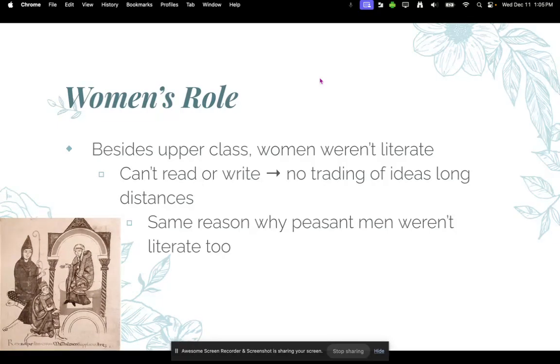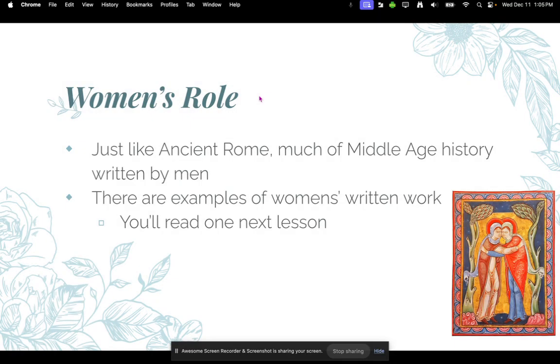So, besides upper class women, women were not literate. And to be honest, men of the lower classes were not literate too. This became a problem, like I mentioned before, because they can't read or write, meaning that there is not any trading of ideas over long distances. So they couldn't contact people in other villages and towns. Just like ancient Rome, much of the Middle Age history was written by men. Luckily, there are some examples that still exist of women's written work, and you will read one in the next lesson.